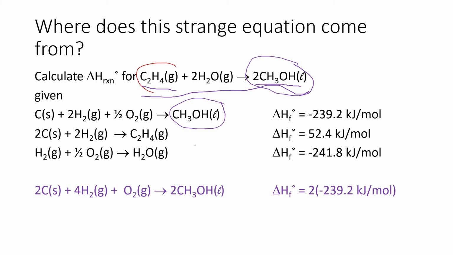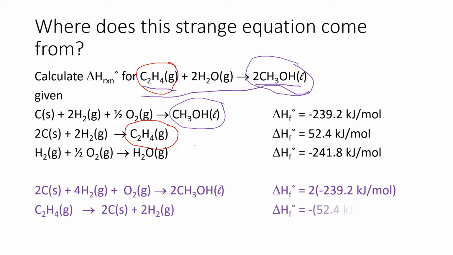For the ethylene, it is going to appear on the reactant side, and it has a coefficient of 1. When we look at our second formation reaction, ethylene does have a coefficient of 1, but it appears on the product side. So when we move it to the reactant side and basically flip reactants and products, we have to change the sign of delta H.